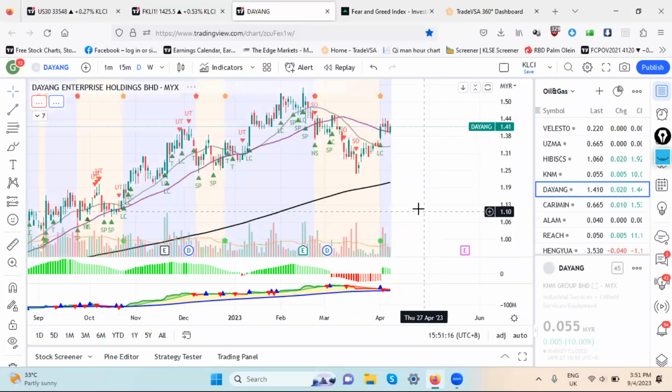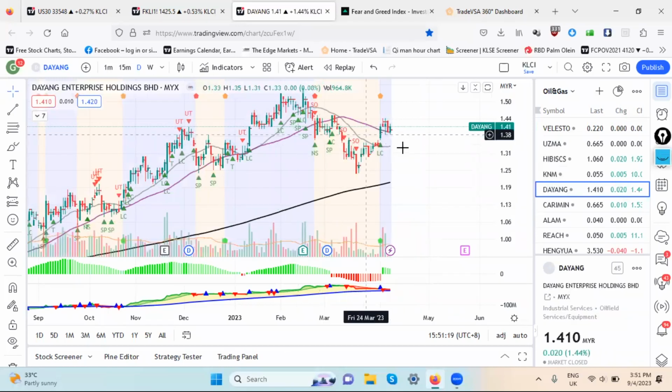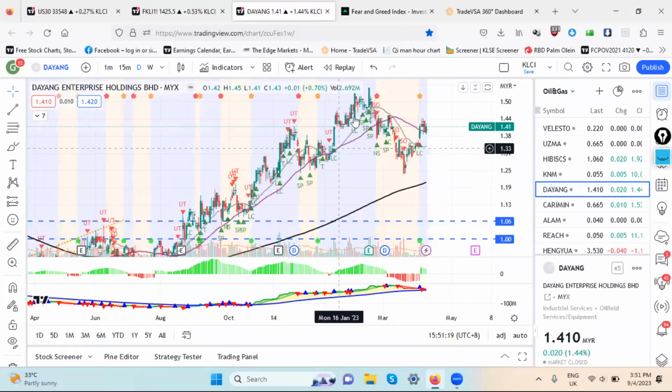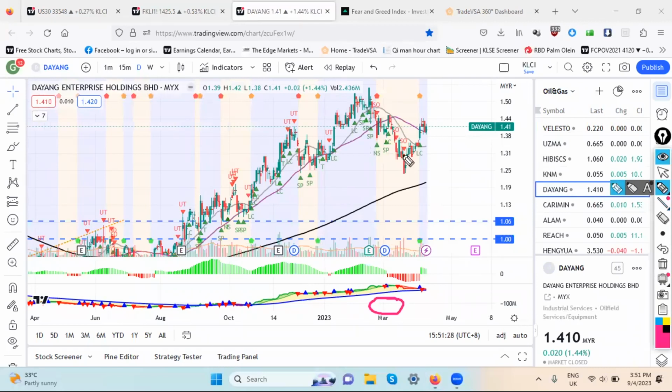Then we go for Dayang, but it looks like the chart is not good. Even though the oil price has been going up, the activity of moving up is not there. Okay, this one is like the money is flowing out from the oil and gas stock.